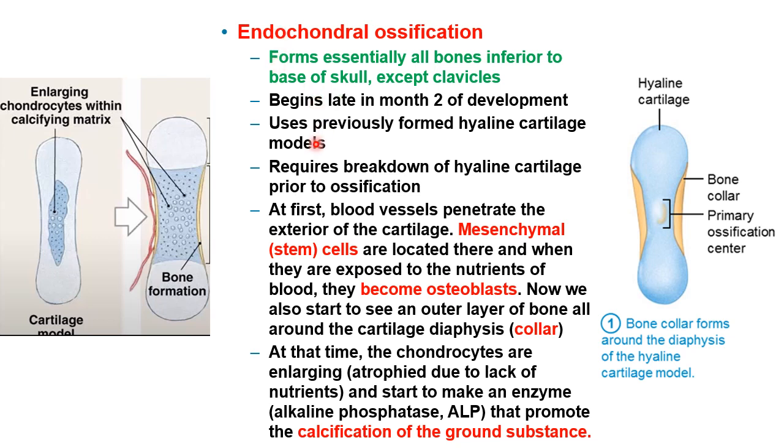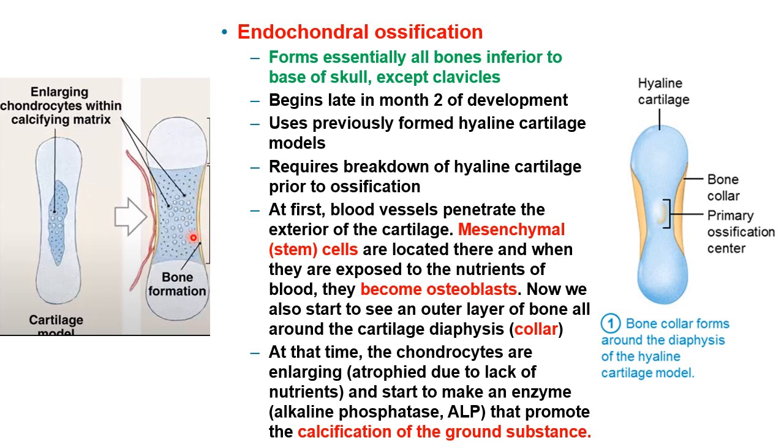Begins around 2 months of development. Remember, it's formed by hyaline cartilage, and then some parts of this bone keep on being hyaline cartilage. No wonder that your joints are made of hyaline cartilage, right? Okay. So at first, when you have these central bones that are starting to die, okay, so at first you have the formation of these walls, right?